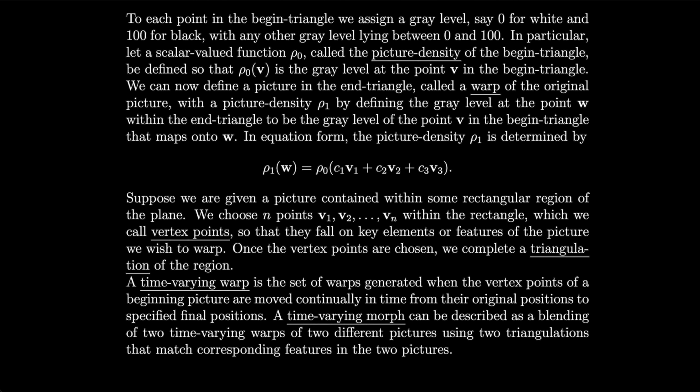Suppose we are given a picture contained within some rectangular region of the plane. We choose endpoints v1 through vn within the rectangle, which we call vertex points, so that they fall on key elements or features of the picture we wish to warp. Once the vertex points are chosen, we complete a triangulation of the region. So if we can map the triangles, we can map any region.